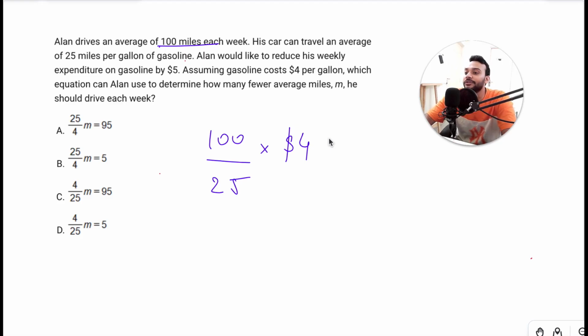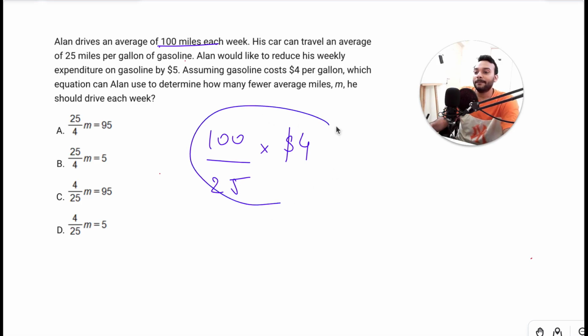He would like to reduce his weekly expenditure on gasoline by $5. He wants to reduce this figure by $5. So which equation can he use? If he wants to reduce by $5, that means... Let's look at the equations.